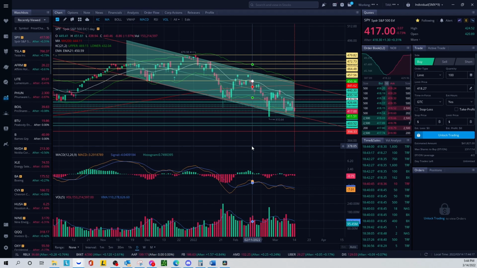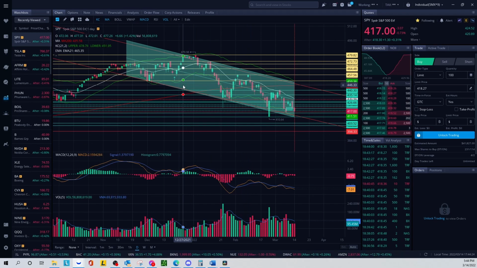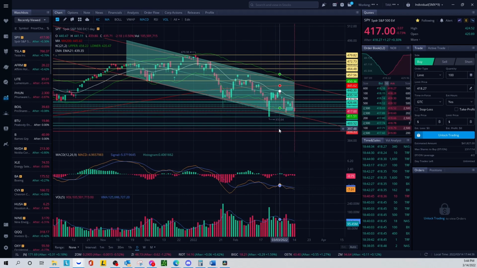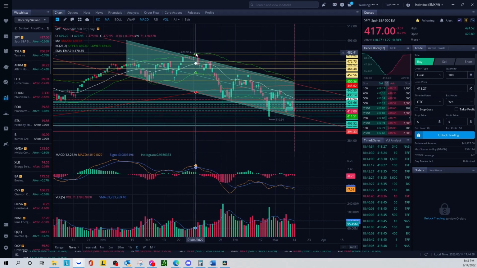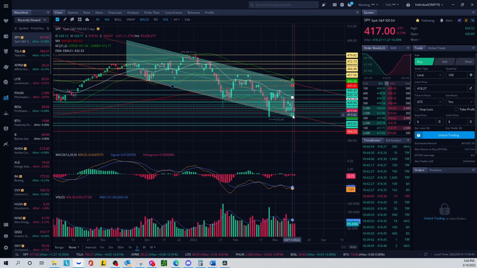So I look at what kind of trend we're in for SPY. And so you can see, since the 1st of January, we've been in a downtrend. So we've been slowly moving down in terms of price on SPY. So from a high of 480 down to where we are today, so 418. So quite a big move over the past 3 months.